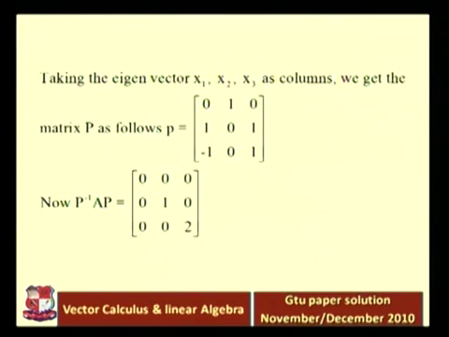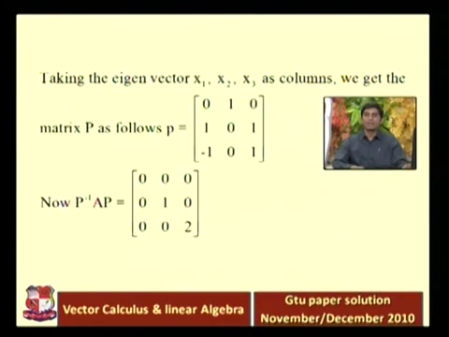If you want to find P inverse AP, P inverse AP is always a triangular matrix in which the main diagonal elements are exactly the eigenvalues of the given matrix A. So this P inverse AP is equal to, what are our eigenvalues? 0, 1, 2. So you can see in the main diagonal we have 0, 1 and 2. All other elements are 0. So that is our P inverse AP.